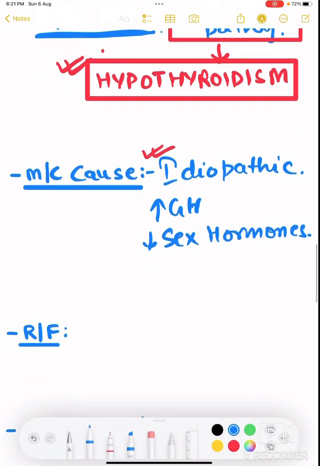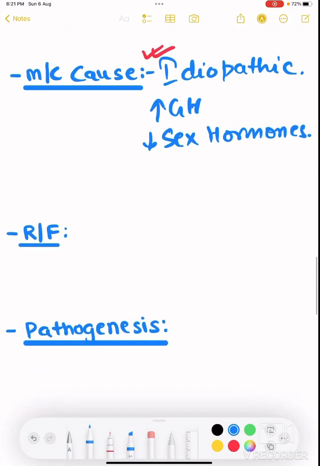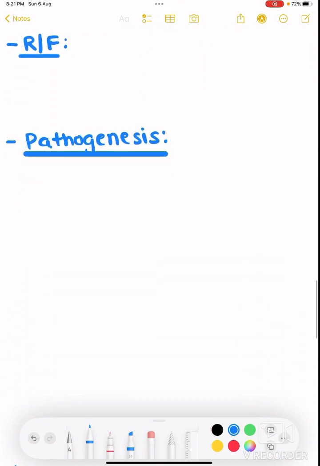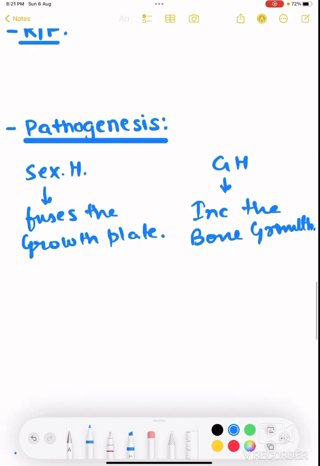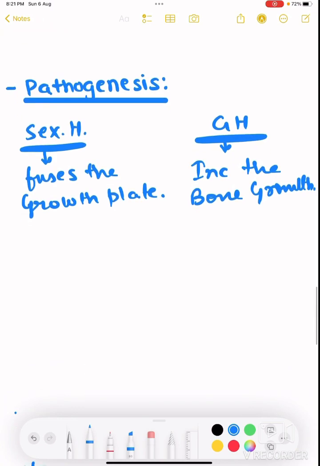So why do increased growth hormone and decreased sex hormones cause SCFE? It is very easy. See what happens. What does sex hormone do? It fuses the growth plate, right? And what does growth hormone do? Increase the bone growth in length, right? Sex hormone fuses and growth hormone increases the bone growth.